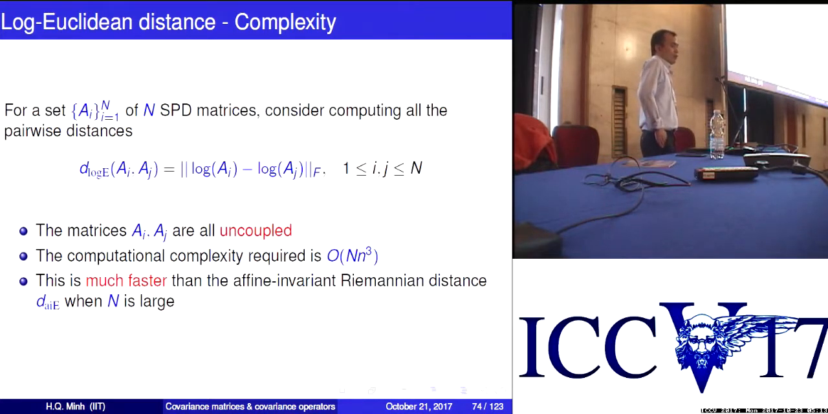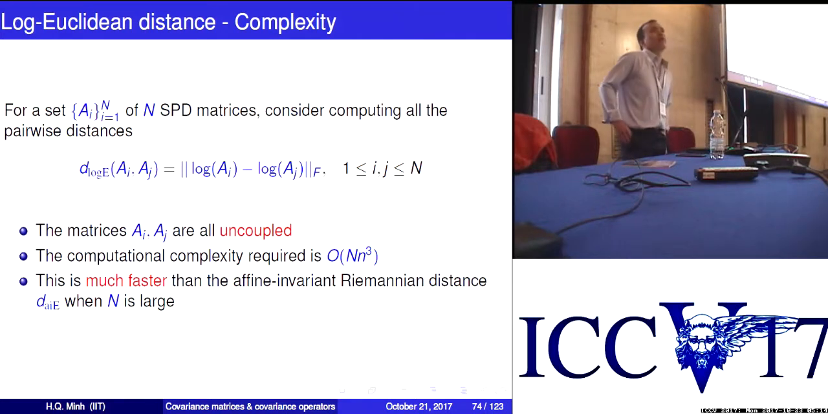But the advantage compared to the affine invariant distance is that if we have a large set of n SPD matrices and we want to compute all the pairwise distances between these matrices, then we just need to compute log A_i minus log A_j. Now the key feature here is that A_i and A_j are uncoupled. So we can compute, for example, the log of all of the A_i at first, and then we can compute the distance later on. So we can do everything in parallel. So it can be computed much faster when we have a very large set of matrices, because the computational complexity is O(n times n^3). So it can be n times faster than the affine invariant distance.